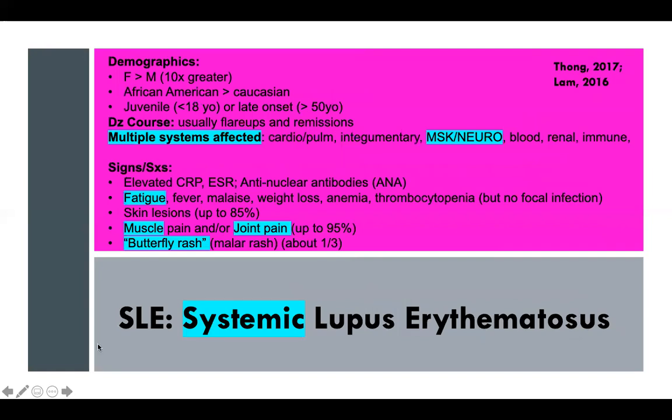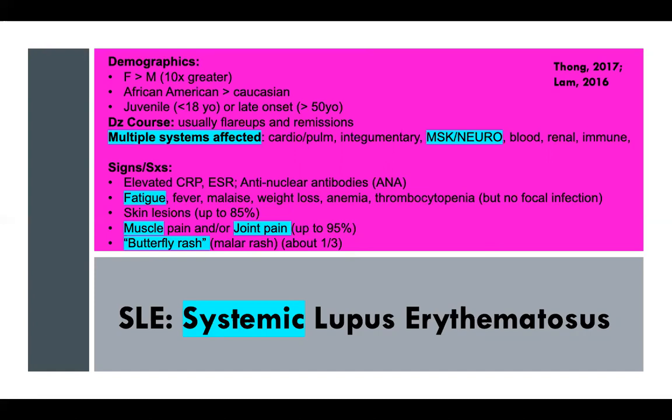SLE, or systemic lupus erythematosus. It's kind of a mouthful. This particular diagnosis has multiple systems affected, and so there are multiple manifestations as we talk about SLE. So as you think through your differential diagnosis between musculoskeletal and a rheumatic diagnosis, that was one of our main points, was that MSK is usually more localized to a specific area.